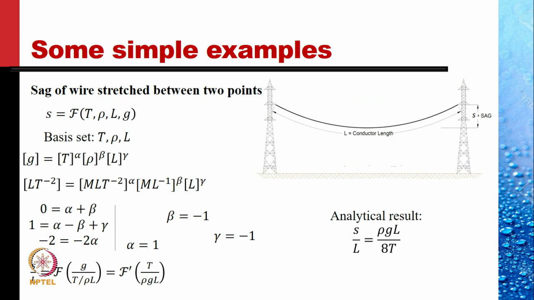Clearly, the sag should be inversely proportional to the tension in the wire. More the tension, the less is the sag. The factor 8 cannot come from the dimensional analysis. It can be obtained only from experiments or from analytic results.